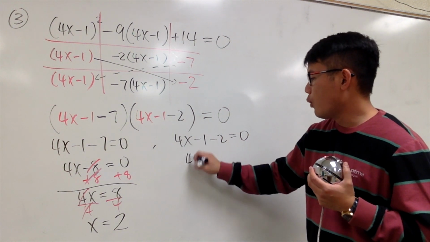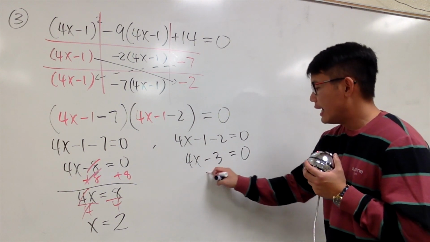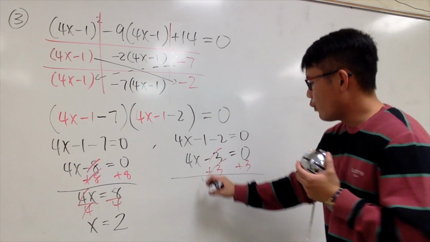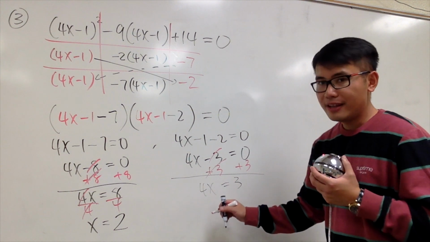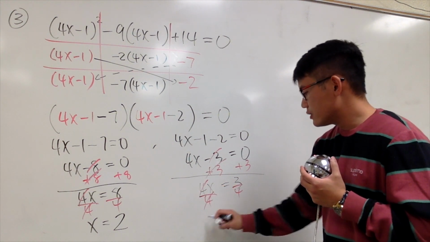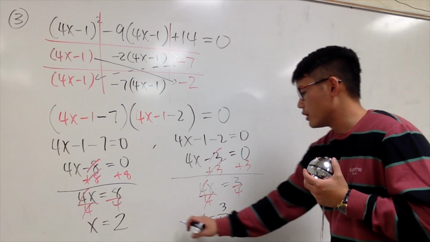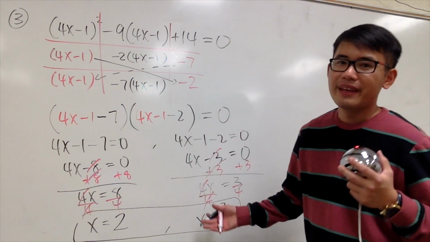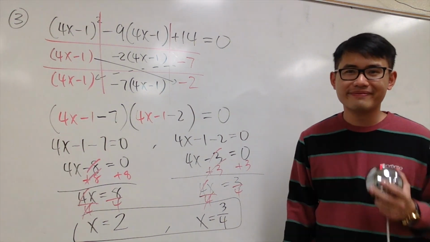And for this one, minus 1 minus 2 is minus 3. So we have 4x minus 3 equals 0. And we will add 3 on both sides. And then we will have 4x equals 0 plus 3, which is just 3. At the end, we divide by 4 on both sides. So another answer, x is equal to 3 over 4. So these right here are the answers. And this is how you take care of an equation in a quadratic form.